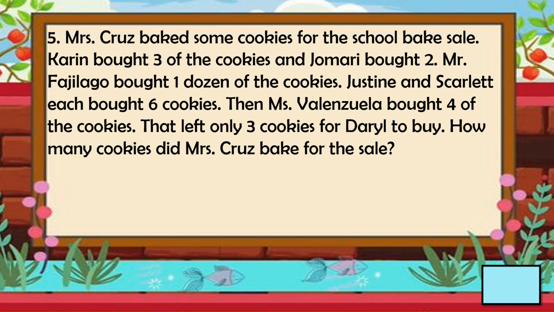And for number 5, Mrs. Cruz baked some cookies for the school bake sale. Karine bought 3 of the cookies and Jo Marie bought 2. Mr. Fahilago bought 1 dozen of the cookies. Justin and Scarlett each bought 6 cookies. Then Mrs. Valenzuela bought 4 of the cookies. That left only 3 cookies for Darrell to buy. How many cookies did Mrs. Cruz bake for the sale?